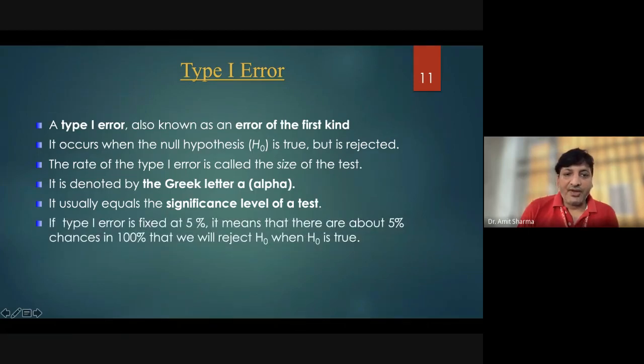If type 1 error is fixed at 5%, this is the example. If we are going to fix the type 1 error at 5%, it means there are about 5% chances in 100% that we can reject the null hypothesis when it is true. I'll just repeat this so that it will be clear to you. If we are going to fix type 1 error at 5%, it means 5% chances are there out of 100 that we reject the null hypothesis when it is true. Only 5%.